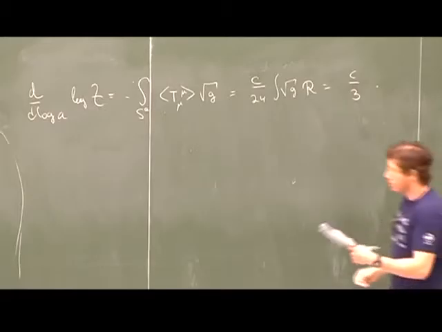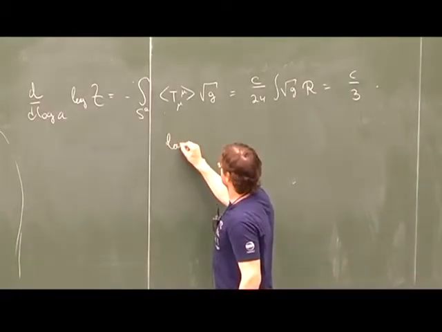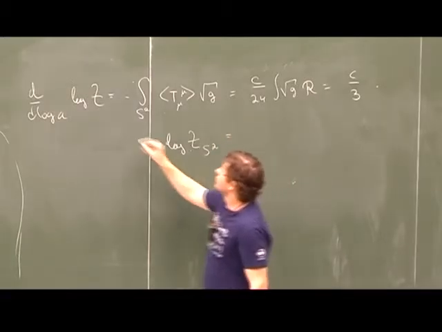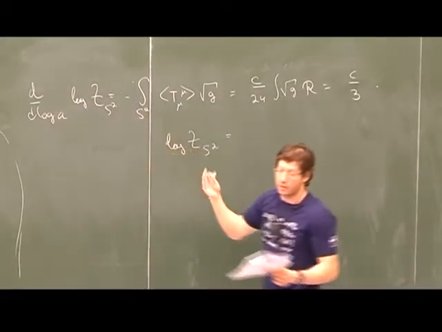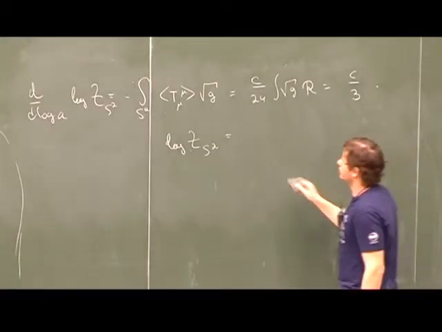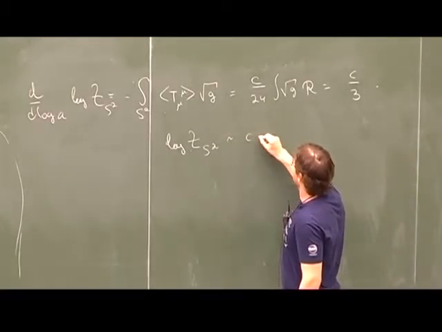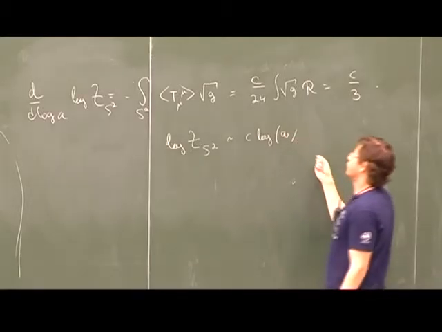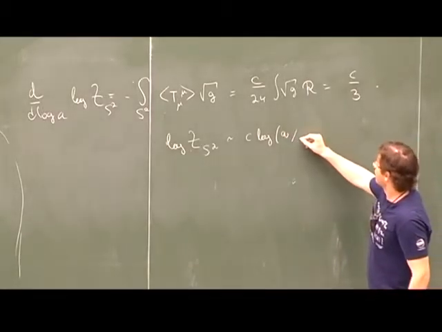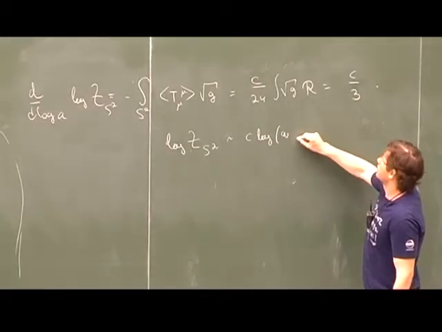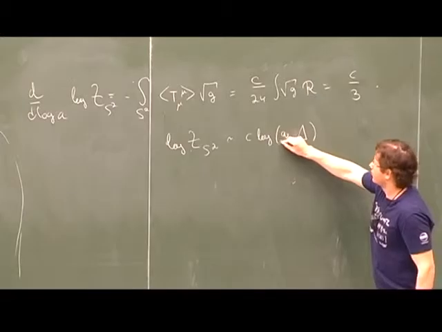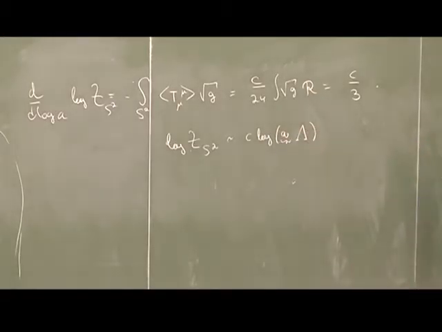Okay, so the log of the partition function on the two-sphere can now be integrated. And we see that it contains C times the log of the radius of the two-sphere. And to make it dimensionless, you need to multiply by some cutoff. But there is a logarithmic dependence on the radius plus some constant.